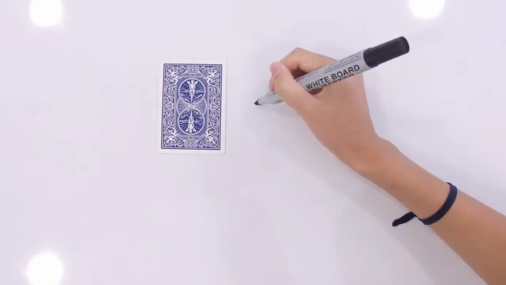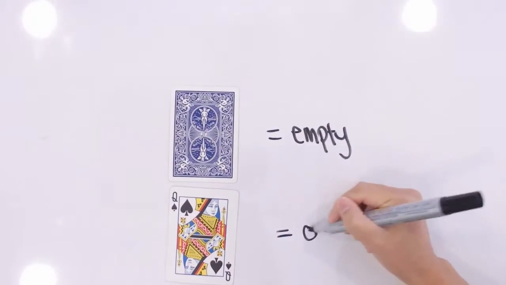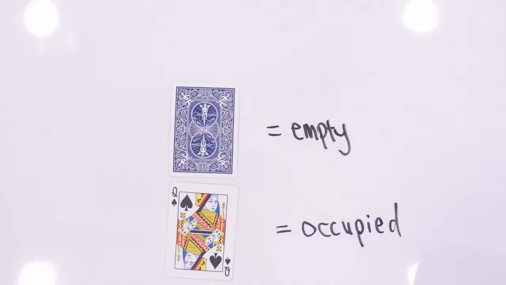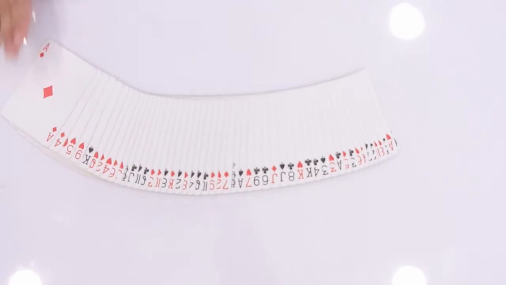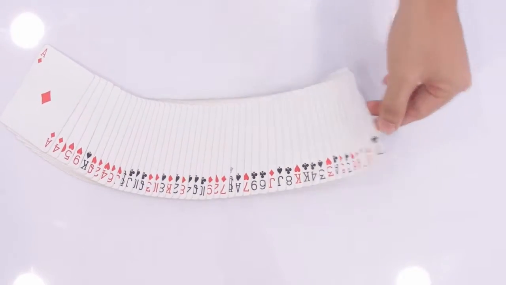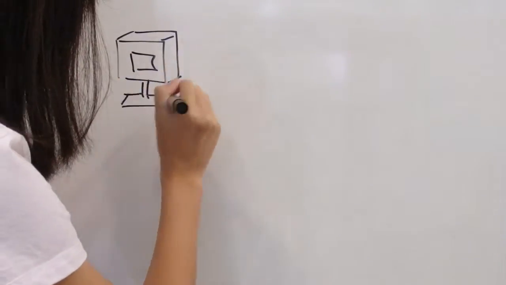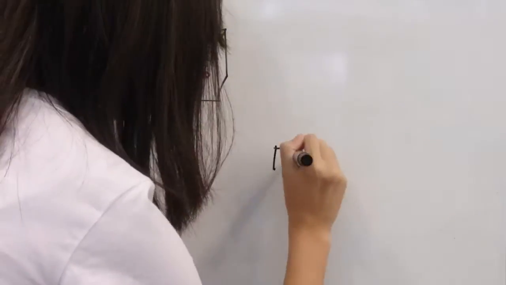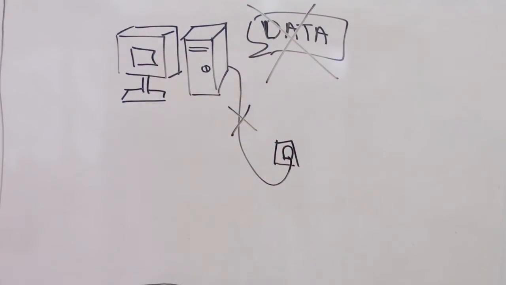Let us take a look at the following example. Imagine every card is a storage unit within the volatile memory, where the card back represents an empty storage unit and the card front represents an occupied one. As data is stored in the memory, the storage units get occupied one by one. However, when power is no longer being supplied to the memory, all the memory stored in the storage units are lost. Thus, this means that volatile memory are computer storage that only maintains its data while the device is powered.